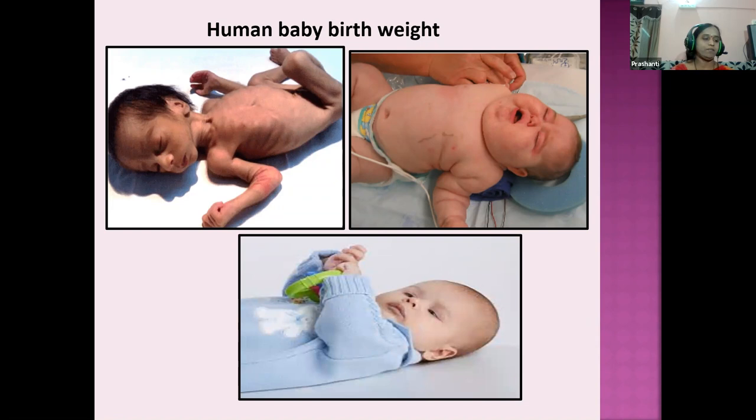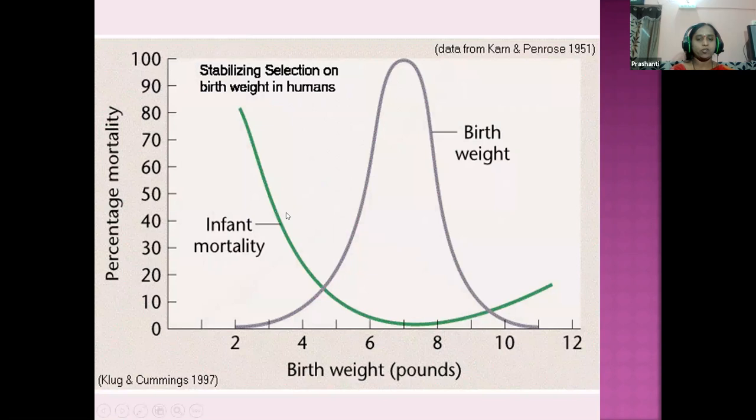So here, both the extremes are being eliminated, and only the intermediate or average babies survive. Next, this is the graphical representation, children. Both the extremes, that is less weight and more than 10 pounds weight, are eliminated, and only the intermediate weight children survive.